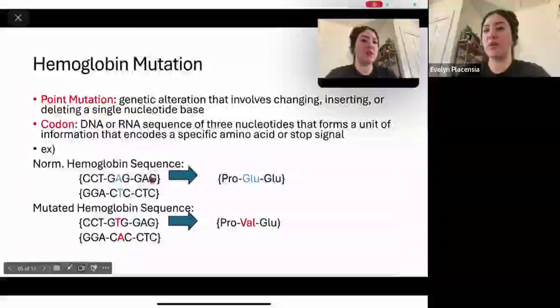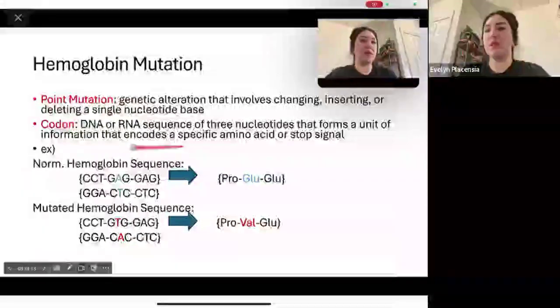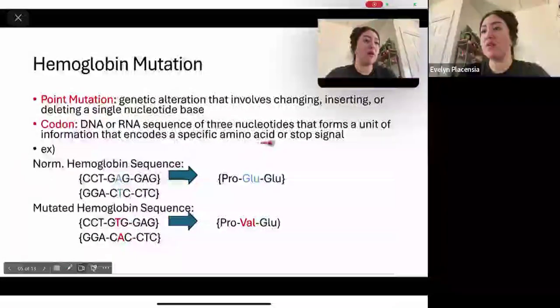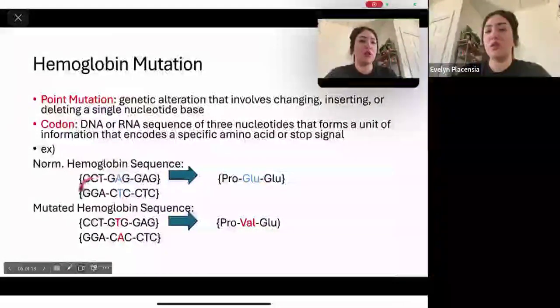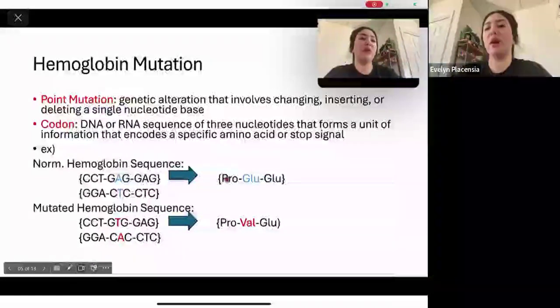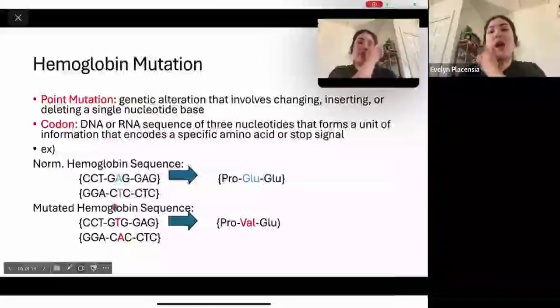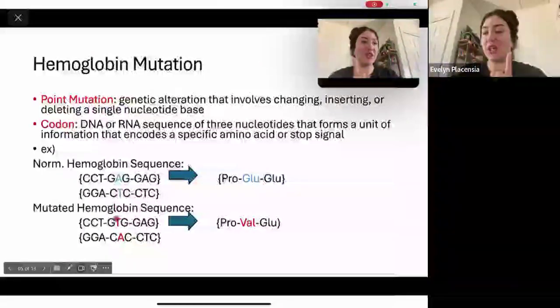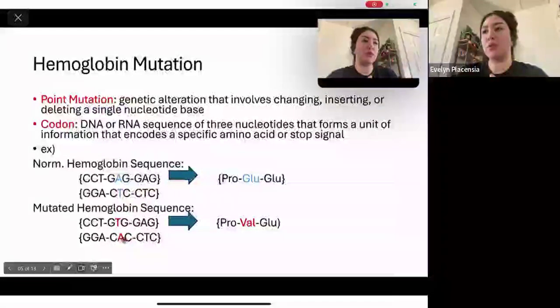Each nucleotide base triplet creates a codon, and you can see here that it encodes either a specific amino acid or a stop signal. So we have proline, glutamic acid, and glutamic acid. This is normal hemoglobin. Now, if we go down to the mutated, I highlighted the portion in which the change happens. It's actually in the first glutamic acid, what's supposed to be the glutamic acid.